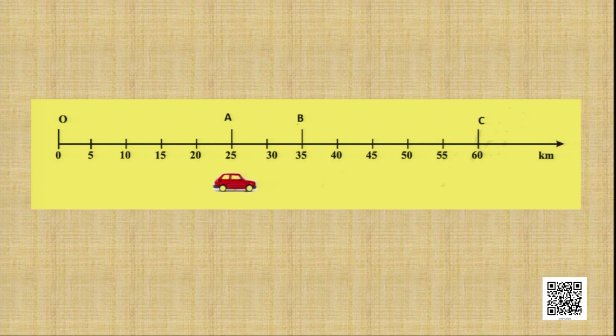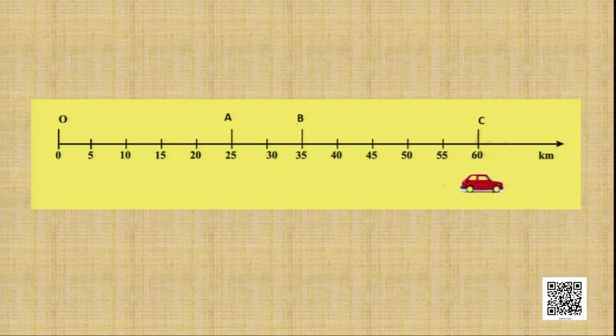Now that particular object again moves from A to B. That means, as you can see, at B the indication is 35 kilometer. Suppose I say the object further moves to point C. Then we see that the mark is 60 kilometer. So if I ask how far the object has moved, how will you calculate that?